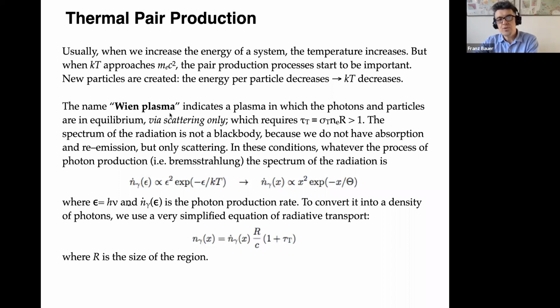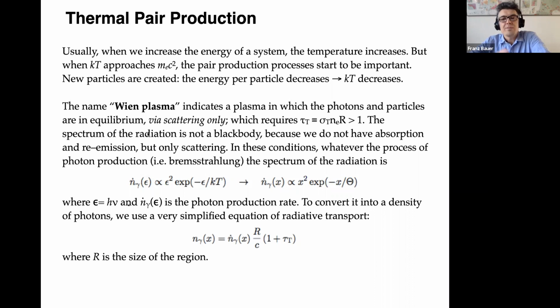And so for this Wien plasma to effectively take place, obviously the optical depth for the scattering process needs to be greater than 1. And so what this means is that the number of electrons times the size of the region times the Thomson cross-section needs to be greater than 1. And in this case, the spectrum here is not going to be a black body, right? Because we don't have reabsorption or re-emission, it's just scattering.